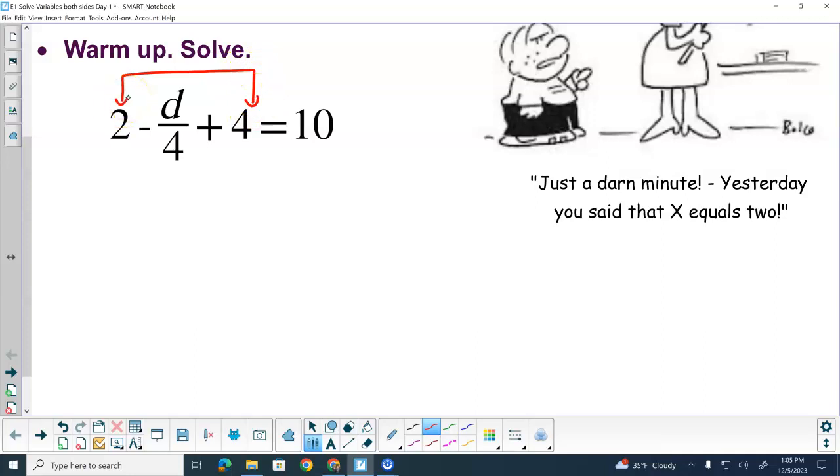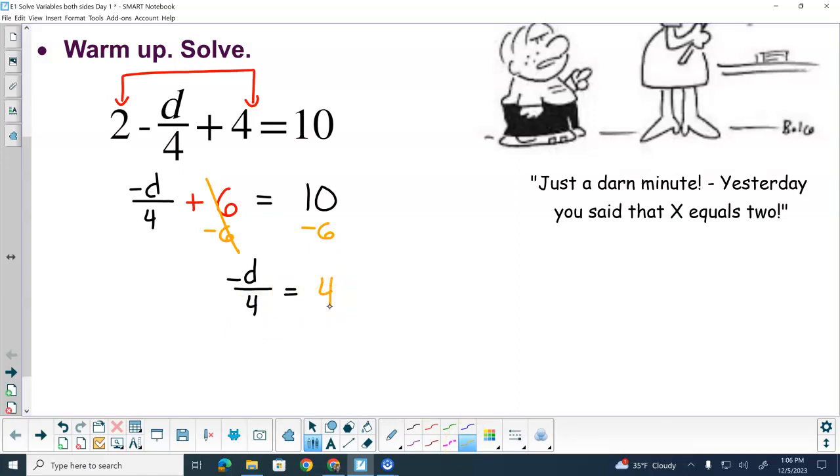2 plus 4 is 6. Yep. So we're going to have plus 6, then equals 10. Okay. All right. Subtract 6 from both sides now. Means that one goes away, and then that leaves us with negative d over 4 equals 4.